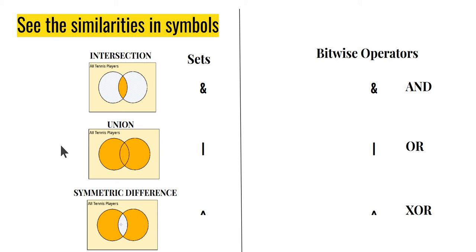Having seen bitwise AND, bitwise OR and bitwise XOR, let's take a step back and reflect on what we are doing, starting with some very interesting similarities in symbols. Remember when we discussed the AND operator, I mentioned that it's similar to intersection in sets. No surprise then that the symbol for intersection is in fact the same as the symbol for bitwise AND. Likewise, union is quite similar to OR and the symbols are the same. Symmetric difference is kind of like XOR and again the symbols are the same.